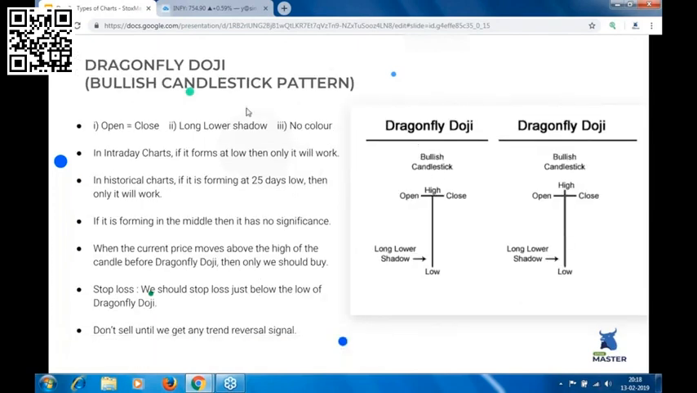Now Dragonfly Doji is again a bullish candlestick formation. Just like a hammer, this is formed at the bottom of a chart after a downtrend. And the confirmation for this will be when the high of this candle is broken. That is the time when we enter long in a stock, and we can keep our stop loss below the low of this candle.